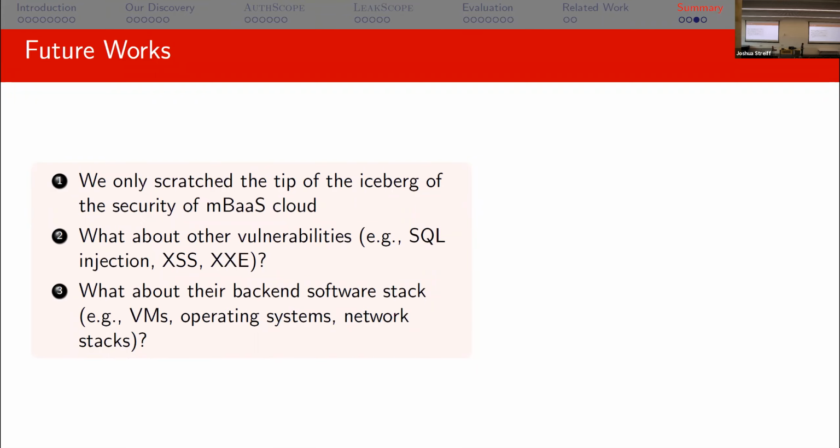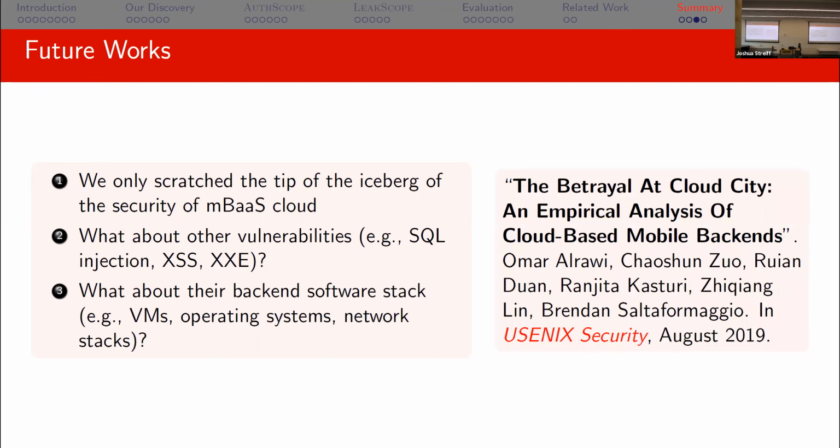And what about others, like the backend VM, operating system, and the network stack, like SSL? Did they all use them properly? We just have a paper upcoming in USENIX Security. We did an empirical analysis of how those backends' software stacks, like virtual machines, libraries, and apps, what kind of vulnerabilities are still there. If you're interested, please check out this paper.